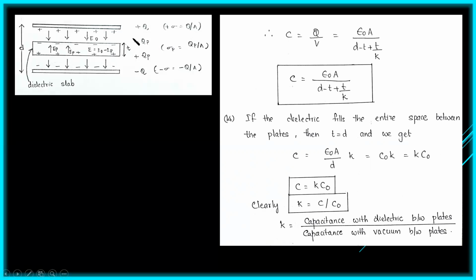So this is our parallel plate capacitor with positive plate on the top, negative plate on the bottom, and dielectric in between the plates occupying a space t. If it occupies the full space between the plates d, then you will get capacitance C is equal to K C naught. That means the capacitance of a parallel plate capacitor with dielectric increases by K times. This is the advantage of inserting a dielectric slab between the plates of the capacitor. C is equal to K C naught.